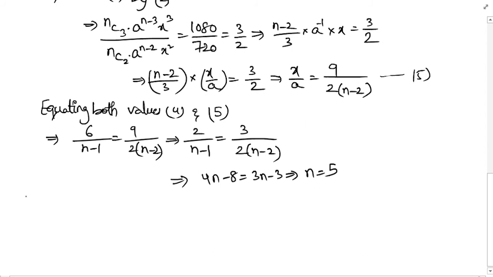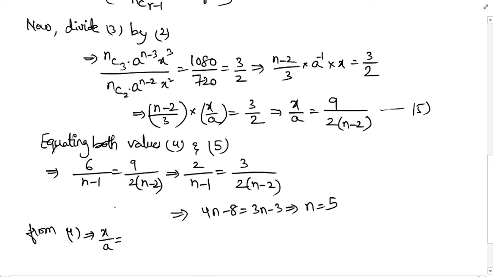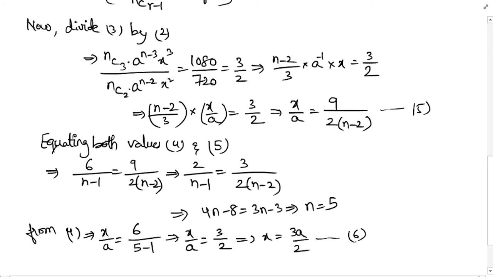Okay, so from 4, what do we get? x/a is equal to... where is our 4? Okay, we'll go up. So this is our 4. So from this we have x/a = 6/(n-1), right? Here n is 5. So 5 minus 1. So that implies x/a = 6/4, that is equal to 3/2. So that implies x = 3a/2. We will consider this as 6.